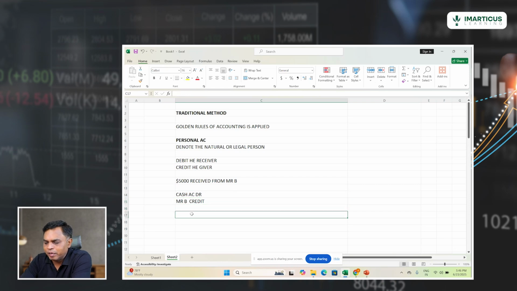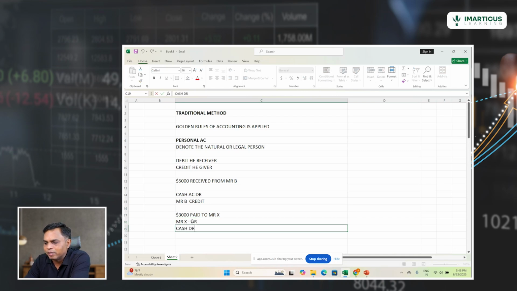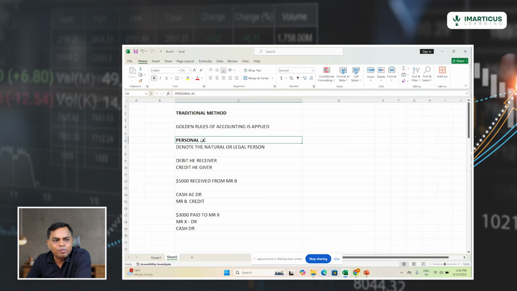Now let's say, for example, $3,000 paid to Mr. X. How will this transaction be recorded? Here, Mr. X is the receiver of the benefit. So Mr. X will be debited and cash will be credited. This is how the personal account rule is applied under the traditional method. So the first golden rule is for the personal account, which says: debit the receiver and credit the giver.